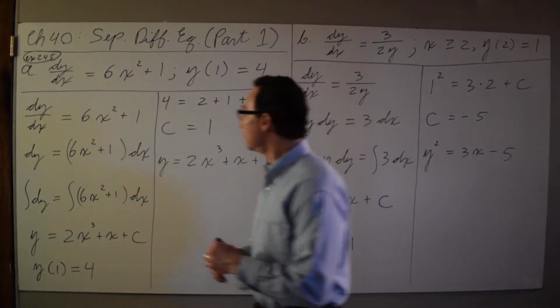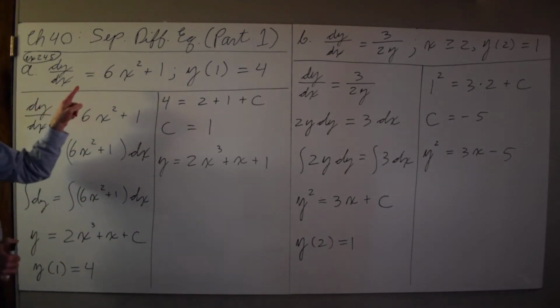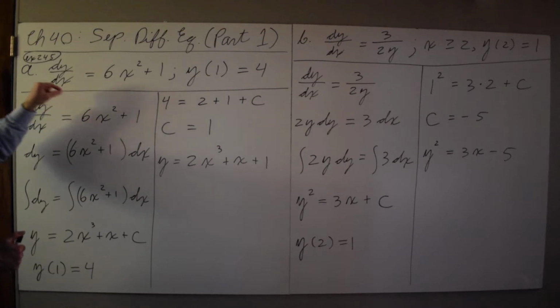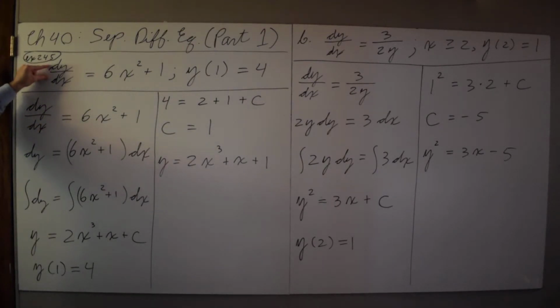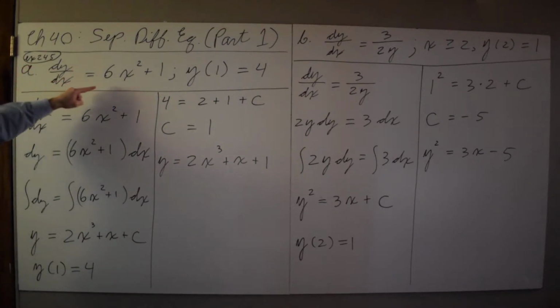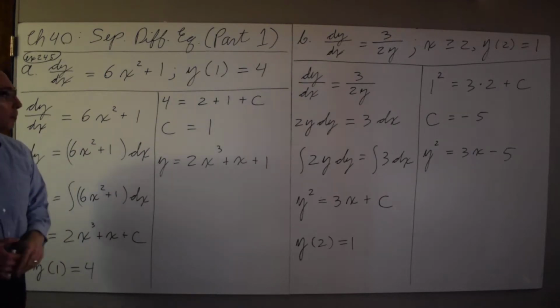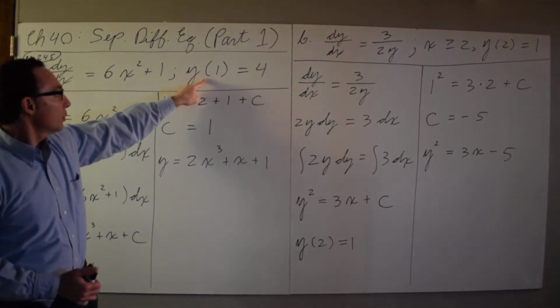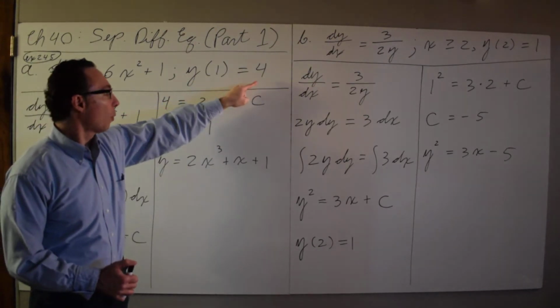So, we start with an equation. This is our differential equation. We have the derivative of y with respect to x is equal to 6x squared plus 1. And we have an initial condition. This initial condition, y of 1 is equal to 4.